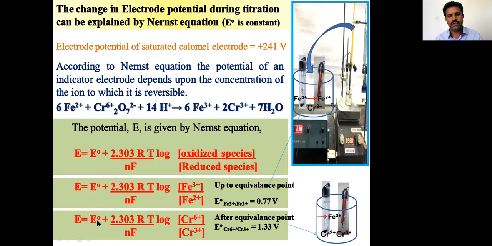E0 value will increase drastically, so the potential also changes. What does that indicate? That indicates all ferrous ion has reacted and been converted into ferric. That means the end point. That indicates the end point. So this is the reason.